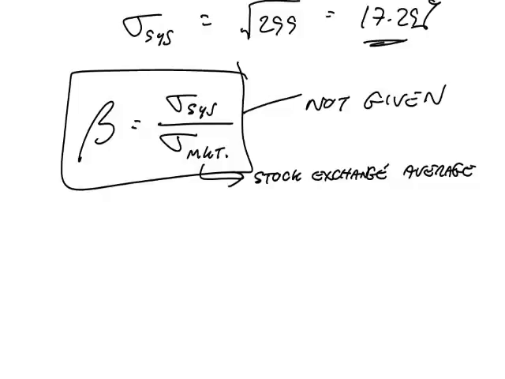Y PLC has systematic risk of 8%. The stock exchange as a whole, the market risk, is 10%. Well, again, standardly we express the risk as a proportion of the market. So the beta of Y, systematic 8, the market's 10, the beta is 0.8. As simple as that.